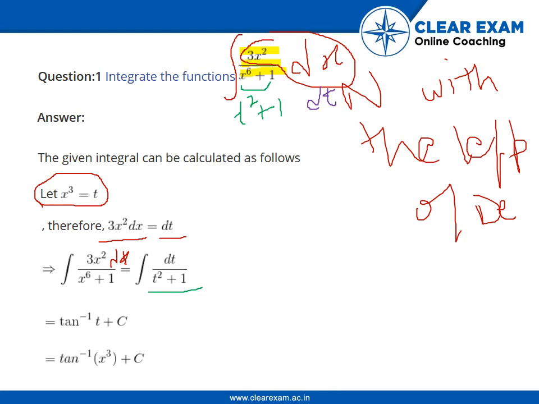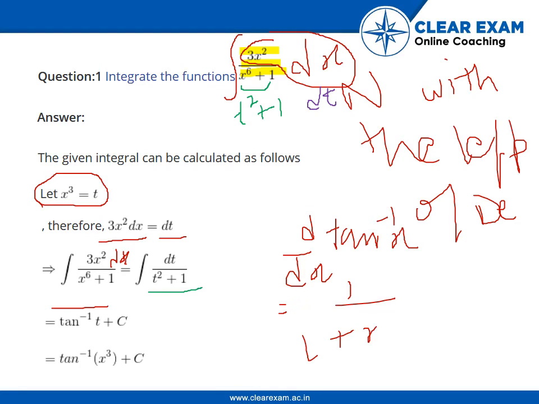Now the integration of 1 upon t squared plus 1 is tan inverse t, as we already know that d of tan inverse x with respect to x is 1 upon 1 plus x squared. So the integration is just the reciprocal thing. So the integration of 1 upon 1 plus t squared is equal to tan inverse t plus c.